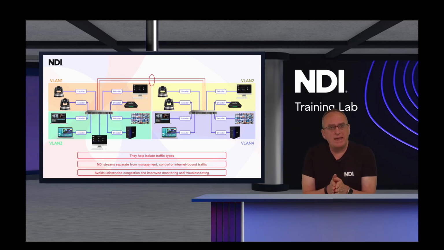So with careful planning, including the correct uplink sizing, logical segmentation via VLANs and link aggregation, multi-switch NDI unicast networks can scale reliably, maintaining performance and stream integrity even in the most demanding environments.